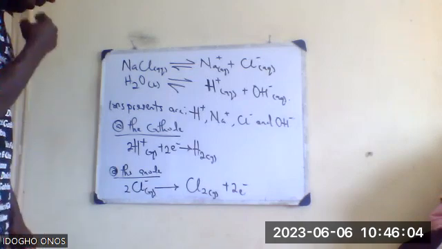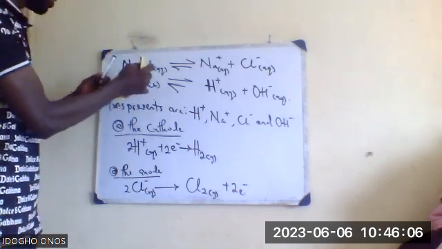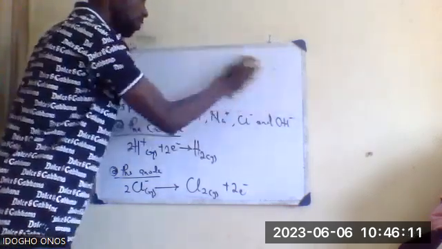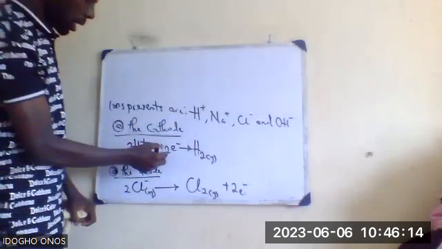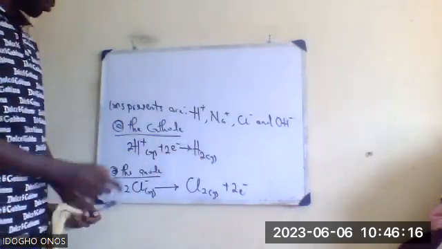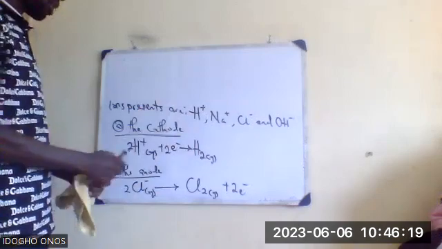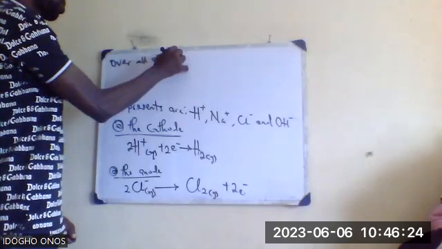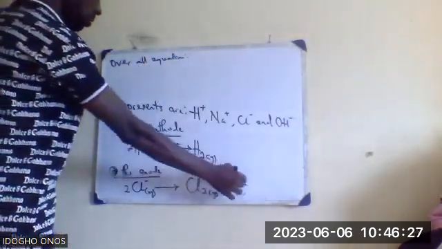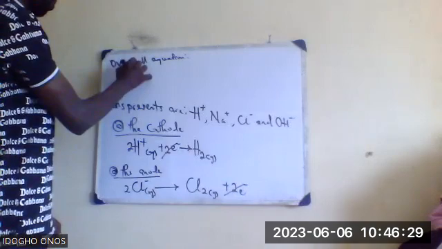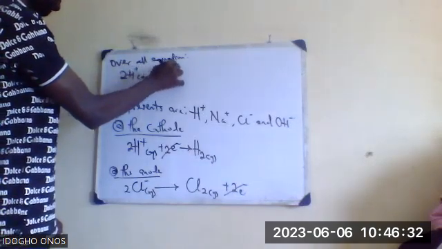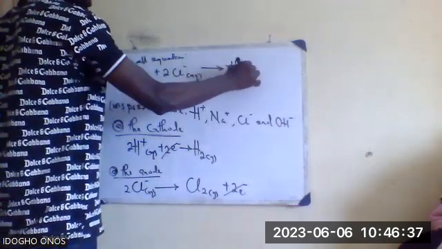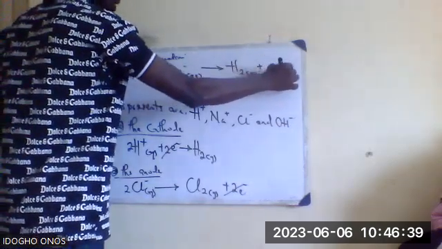Okay, so now we have to write. Can I clean this first part? Yes, sir. Okay, so next is to write the overall equation. Unlike the previous ones, the electrons are of the same charge, so there's no need multiplying anything, just to cancel out. So the overall equation gives you this. I'll have 2 hydrogen ion aqueous, 2 chloride ion aqueous, gives me hydrogen gas and chlorine gas.